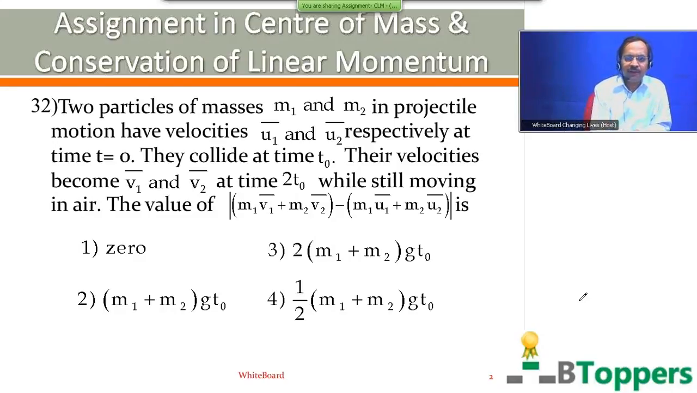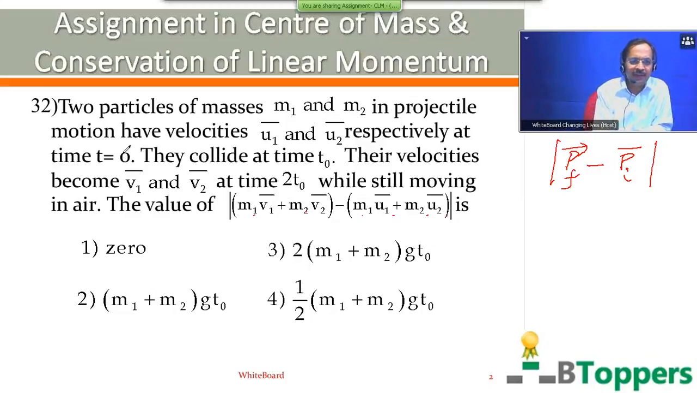Therefore, m1 u1 bar plus m2 u2 bar gives the total initial momentum of the system, which can be denoted by pi bar. m1 v1 bar plus m2 v2 bar gives the total final momentum of the system at time t equal to 2t naught. So you're asked to find the magnitude of the change in linear momentum of the system in the time interval 2t naught minus 0. That means in the time interval 2t naught. So Pf bar is the final momentum of the system, and m1 u1 bar plus m2 u2 bar gives the initial momentum of the system at the instant t equal to 0.